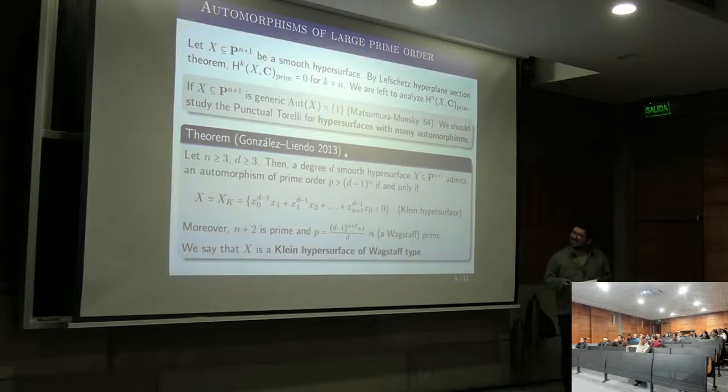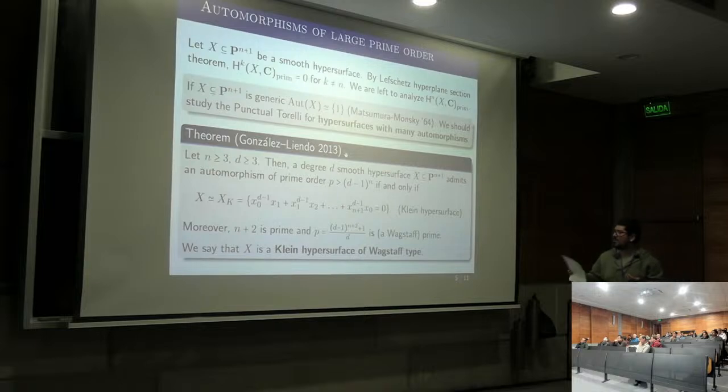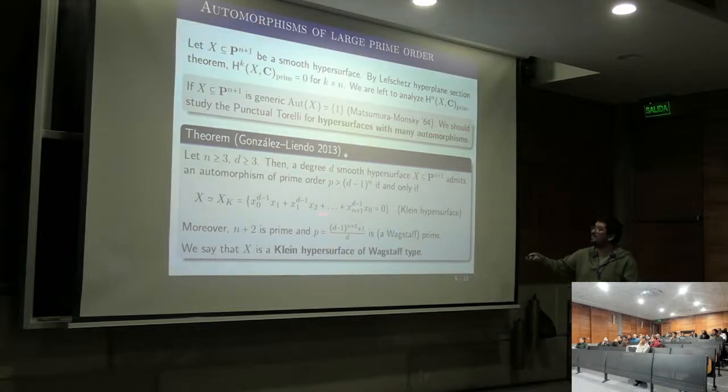Yeah, you can try to do it. So because of this, we call these Klein hypersurfaces, which are kind of extremal because they have a very large prime automorphism, of Backstaff type. I should mention also for historical reasons that there are very classical examples of these. Probably the most well-known example is the degree 4 curve, the Klein quartic, which gives the name of this guy.